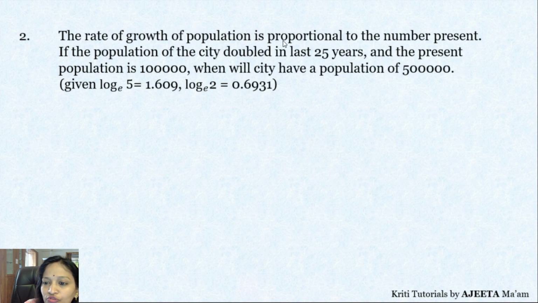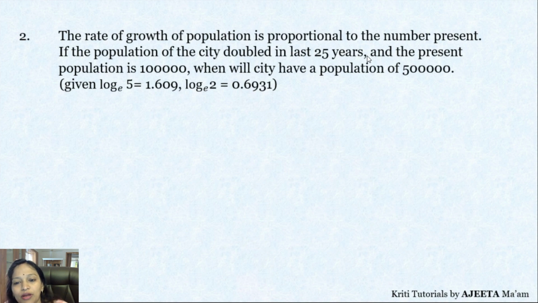The rate of growth of population is proportional to the number present. If the population of the city doubled in last 25 years and the present population is 1 lakh, now, when will the city have a population of 5 lakh? So that's a simple question. Now here, what are we going to do? So we are going to make the equations again, correct?